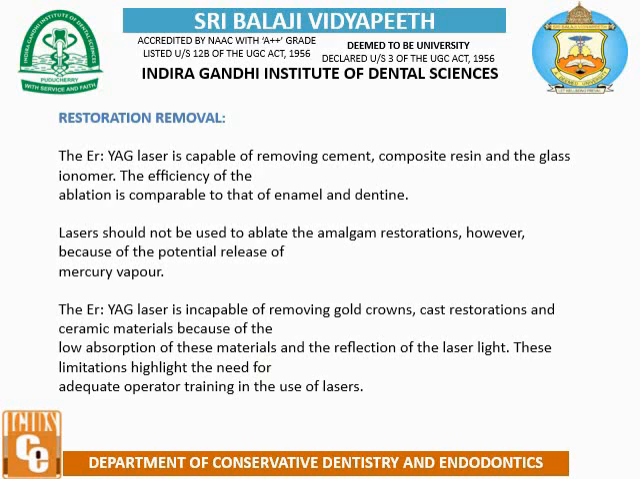Restoration removal. The Er:YAG laser is capable of removing cement, composite resins, and glass ionomers. The efficiency of ablation is comparable to that of enamel and dentin. Laser should not be used to ablate amalgam restorations because of the potential release of mercury vapor. The Er:YAG laser is also incapable of removing gold crowns, cast restorations, and ceramic materials because of the low absorption of these materials and the reflection of the laser light. This limitation highlights the need for adequate operator training in the use of lasers.